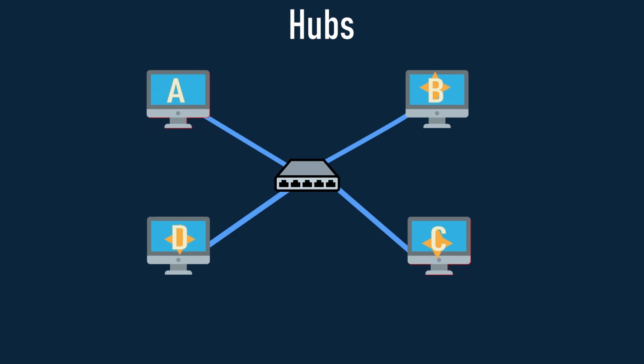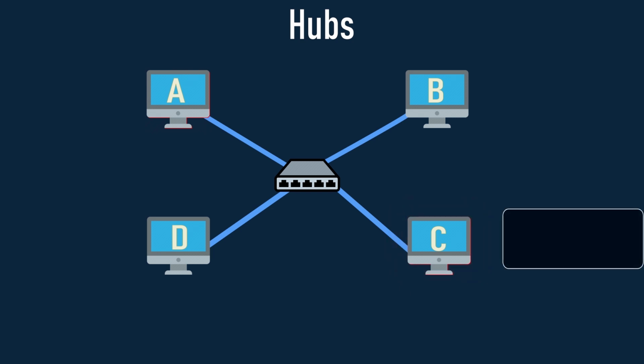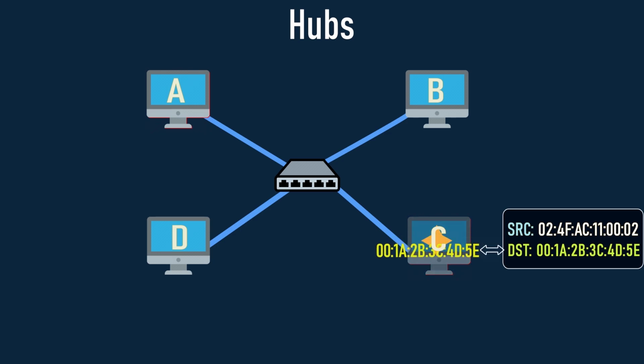However, by default, all other devices reject or discard the packet except for the intended device C. Only the destination device C accepts the packet. Each packet contains the MAC addresses of the sender and receiver. When the packet arrives at device C, it checks the destination MAC address in the packet to see if it matches its own MAC address. If the MAC addresses match, then device C accepts the packet because it is intended for it. So that's how a hub works.